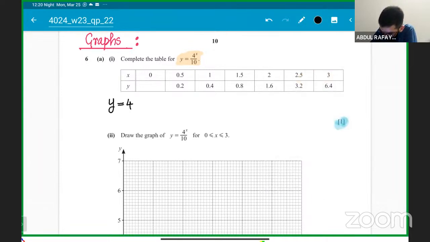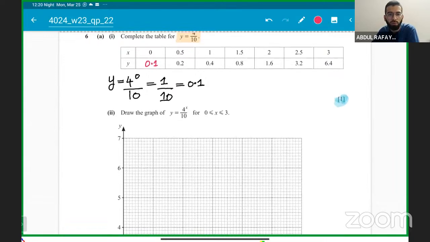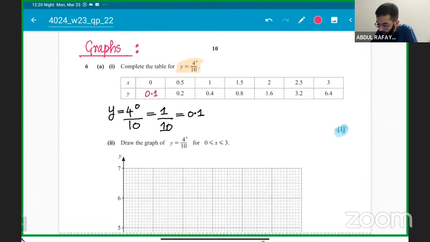It will be simple. When x value is 0, 4 power 0 is 1, divided by 10. We have to just complete that table here. Always remember indices: anything to the power of 0 is 1. So 1 divided by 10 will be 0.1. So here we go, students. It will be 0.1 as the solution. We got this solution here. Understood? Got this clear?